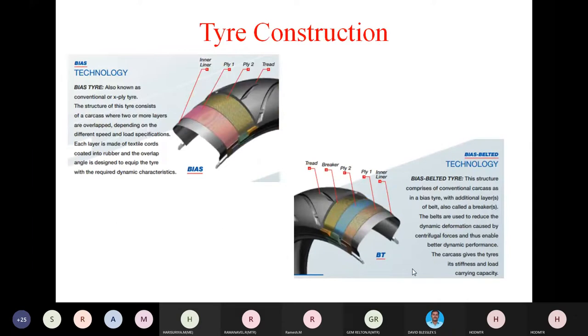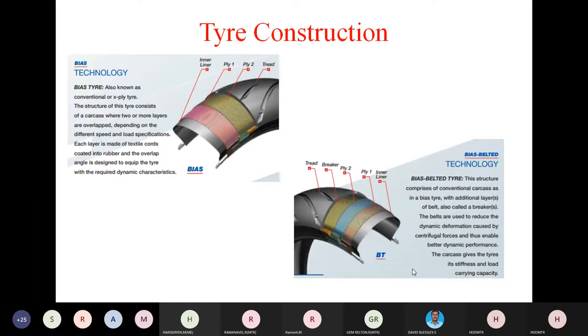So, tire construction: they are producing two types of tires. The first one is cross ply tires, and the next one is radial tires. The difference is the number of plies or layers in the tires, that's all, and how these layers are oriented with respect to each other. In the cross ply tires, there will be multiple layers, and between each layer there is an angle difference of 30 to 40 degrees or 45 degrees.